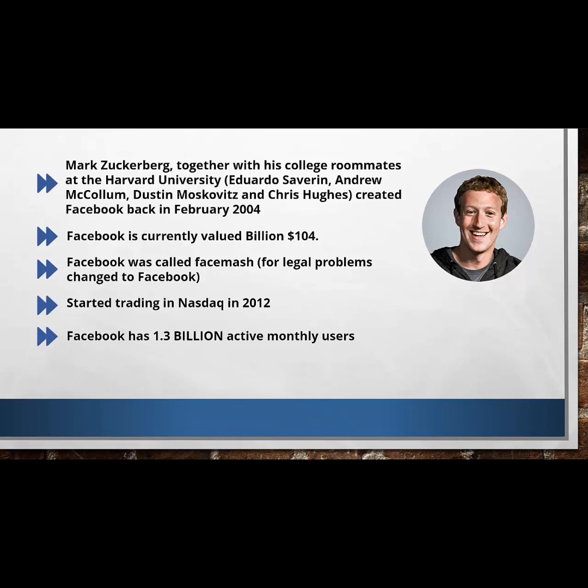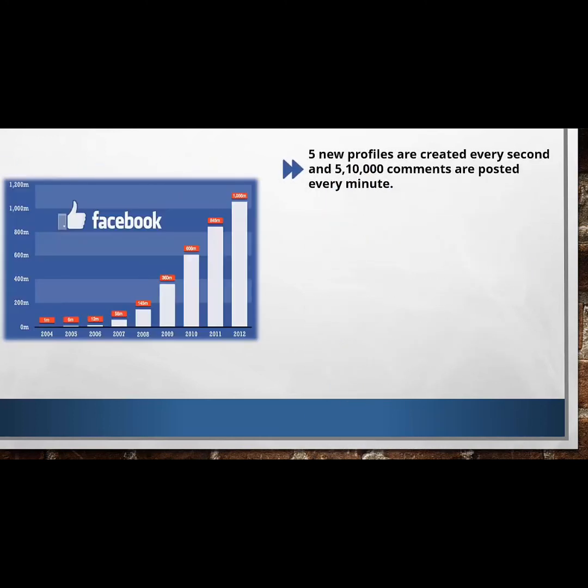Facebook has 1.3 billion active monthly users. It would be the third largest country in the world if you think of Facebook as a country. 5 new profiles are created every second, and 500,000 comments are posted every minute. There are 680 million mobile Facebook users. Especially with the advancement of mobile apps and technology, people are accessing Facebook more and more through their mobile phones. Facebook's user base is growing at 22%, which is again a huge number.